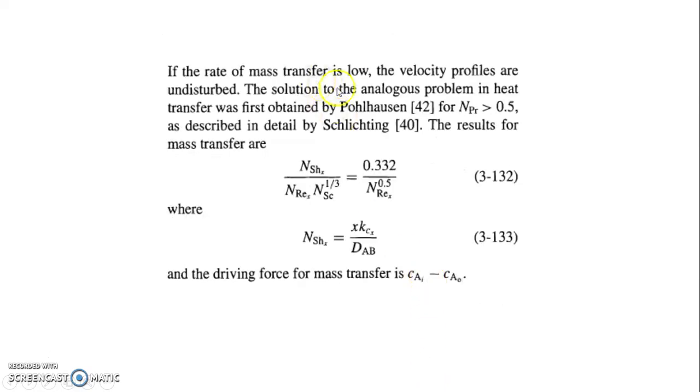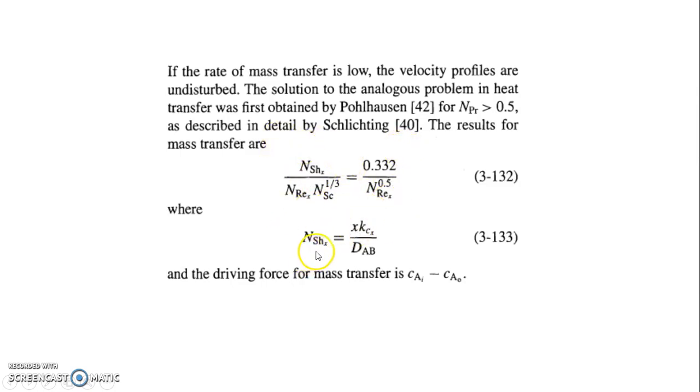If the rate of mass transfer is very low, the velocity profile is undisturbed. So the solution for the analogous problem, which refers to heat transfer, is obtained with Reynolds number higher than 0.5. For the result of mass transfer, we can use the correlation between the Schmidt number, Reynolds number, and Sherwood number by using this equation.